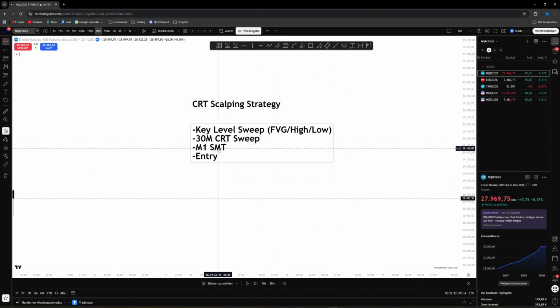Then we need an M1 SMT, simply an SMT on the 1 minute time frame, which we look for, and then we need a standard entry pattern. This is the easiest part, and of course we combine it with higher time frame analysis.